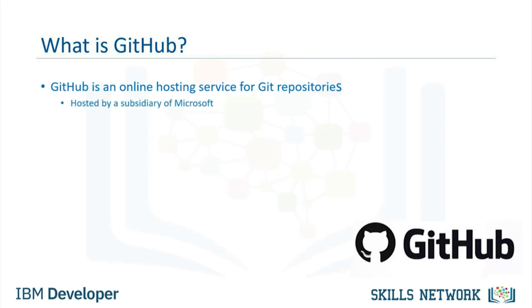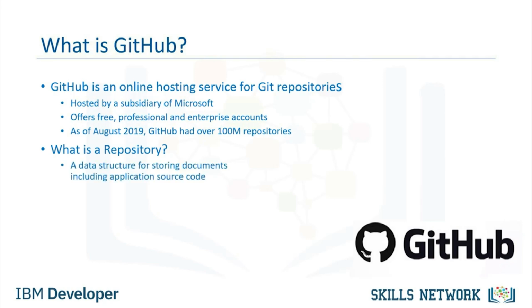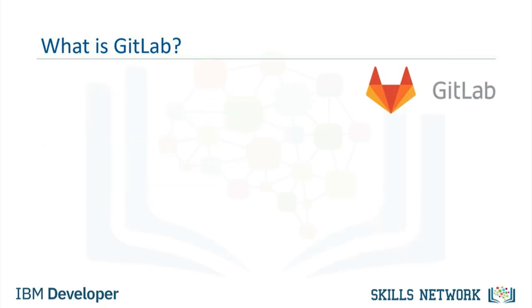GitHub is hosted by a subsidiary of Microsoft. GitHub offers free professional and enterprise accounts. As of August 2019, GitHub had over 100 million repositories. A repository is a data structure for storing documents, including application source code. A repository can track and maintain version control.